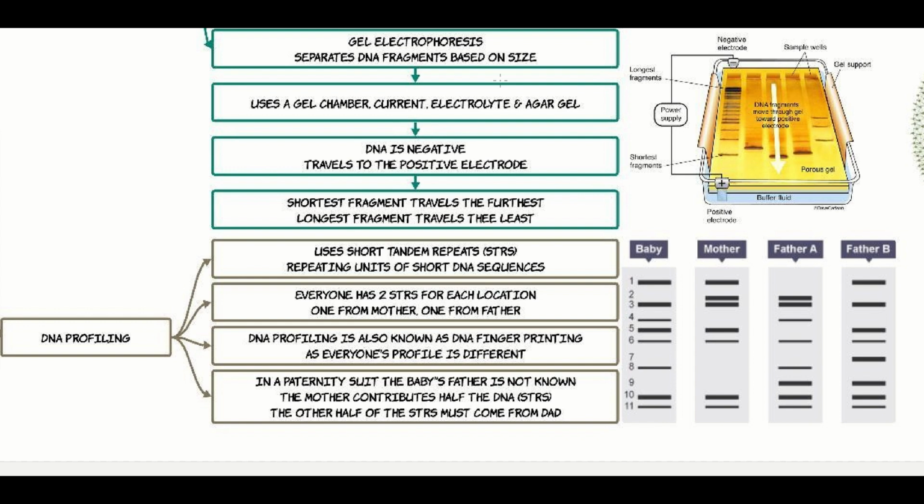In a paternity suit, the baby's father is not known. The mother contributes half of her DNA to her child, and the other half must come from the father. If we look at the sample on the right-hand side, the baby has fragments at 1, 3, 4, 5, 6, 8, 10, and 11. 1 comes from the mother, 3 comes from the mother, 4 must come from the father, 5 comes from the mother, 6 can come from the mother, 8 must come from the father, so the father must be father A.